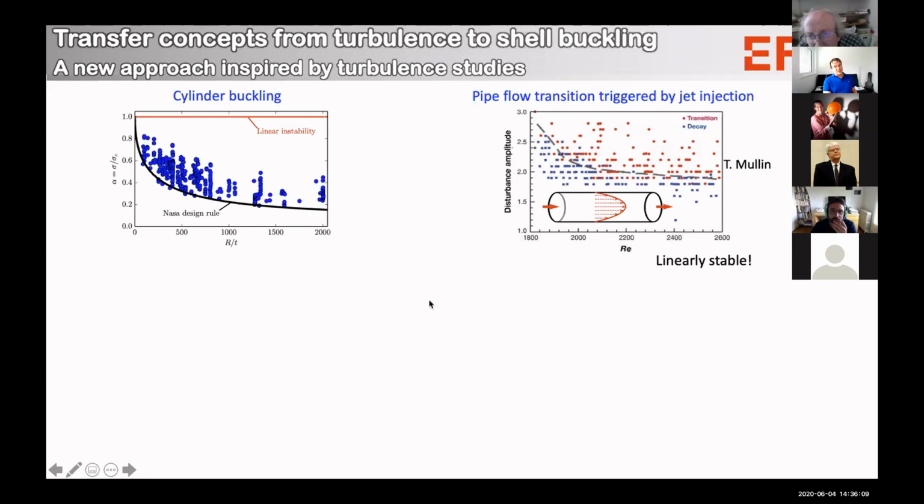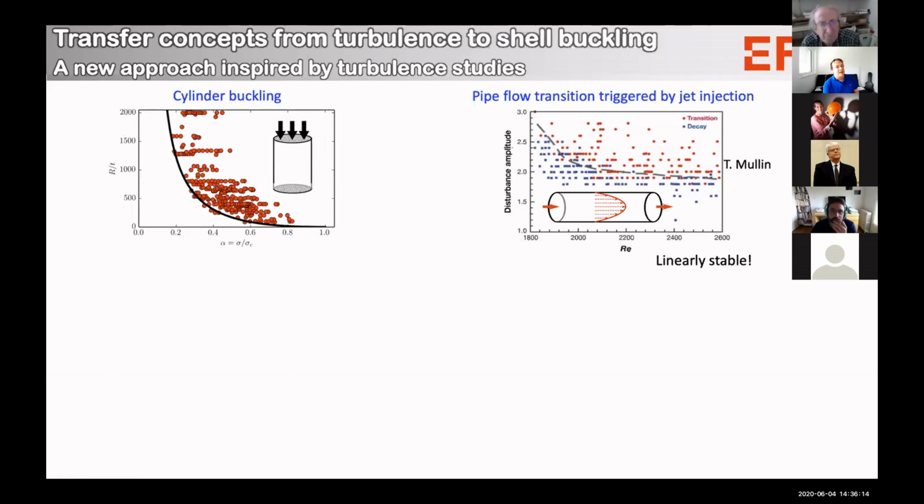It looks even more similar if I take the buckling data and flip the axis. Now on this axis I have a control parameter, here the Reynolds number, here the imposed load, and on the other axis I have the amplitude of a perturbation. Well, here I don't have the amplitude of a perturbation, but I have the radius to thickness ratio. Now you can start waving your hands and say, well, the thinner a shell is, the harder it probably is to produce a perfect shell. So let's take this as a proxy for a perturbation amplitude. And then these two things look very similar.